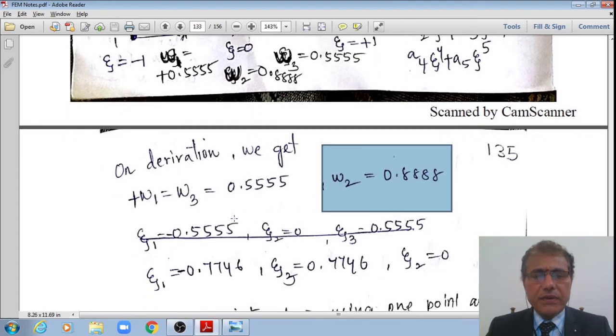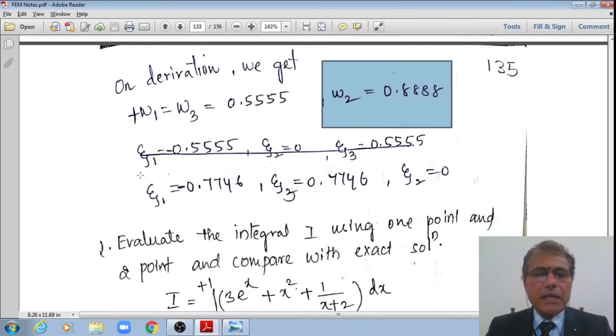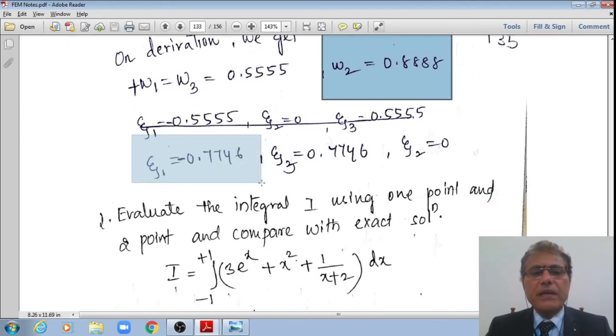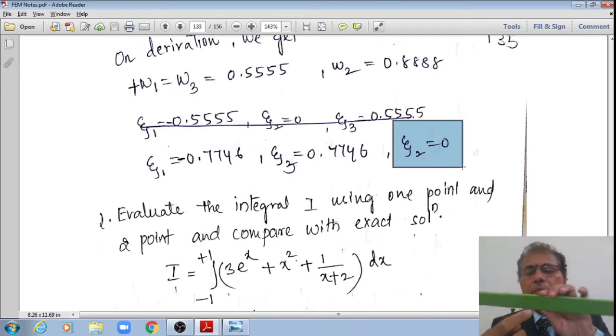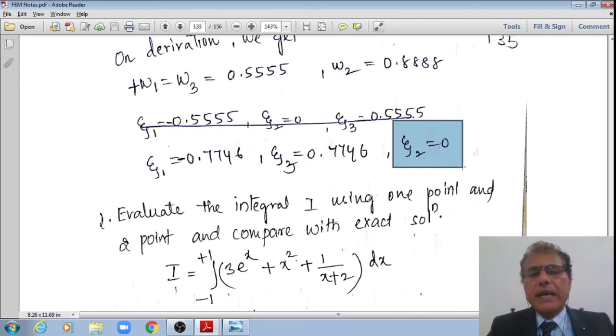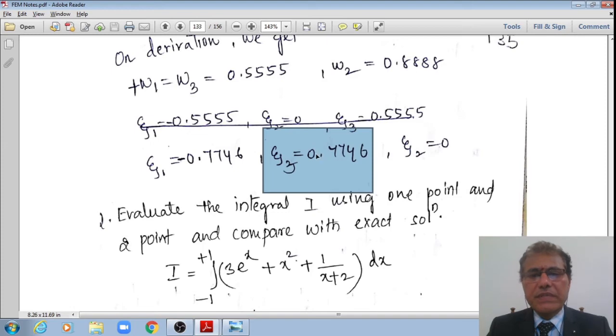That is how the weightage values at the sampling points of xi1 is equal to minus 0.7746 and xi2 is equal to 0 at the mid node or at the CG of this element, and xi3 on the positive side as plus 0.7746, right?